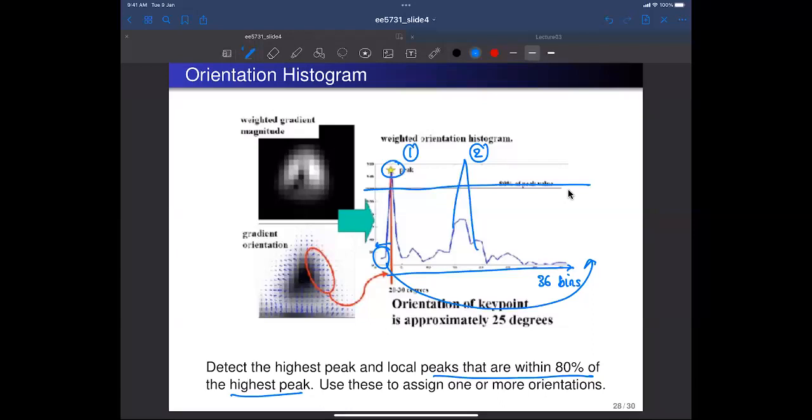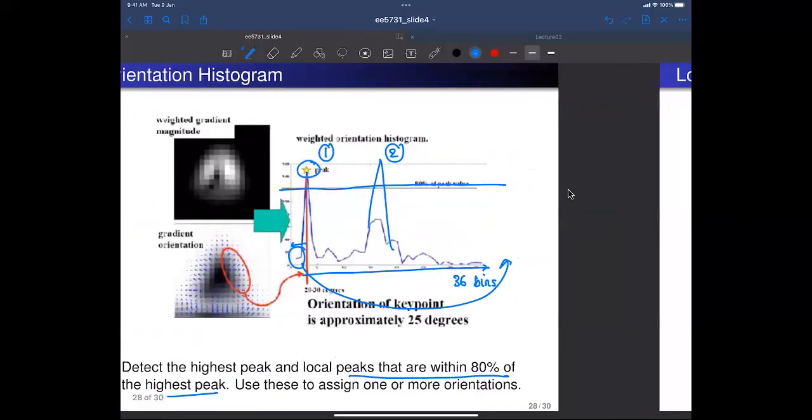So in other words, the key points in terms of the orientations are not unique. One key point can have two different or three different orientations. Anyway, just keep that in mind.